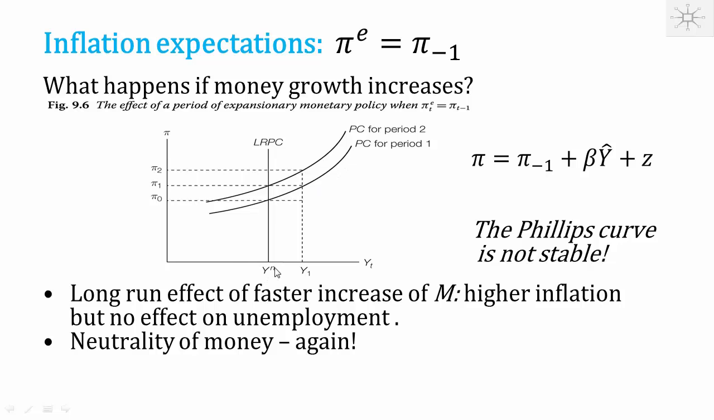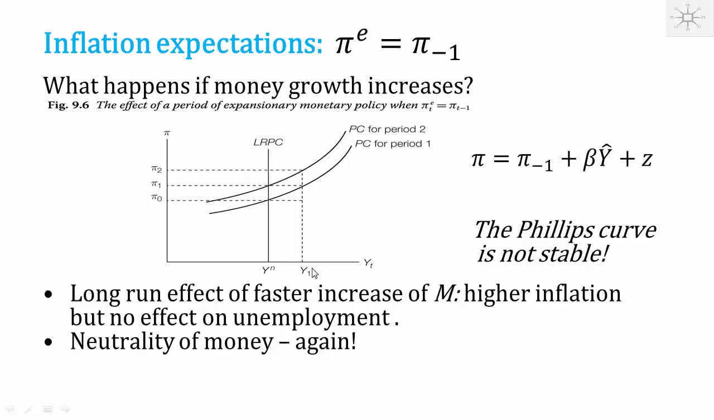And as long as production is on its natural level, then inflation remains at pi 0. And this is a long-run equilibrium because inflation is what people expected it to be. But then we assume that in period 1, the central bank pursues a more expansionary policy. They increase money growth, so the interest rate falls, and activity increases, so production increases from yn to y1.